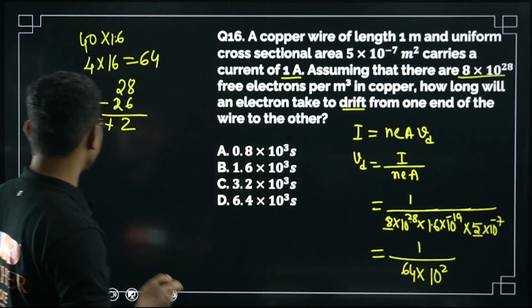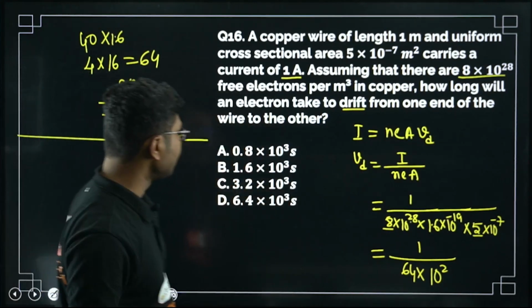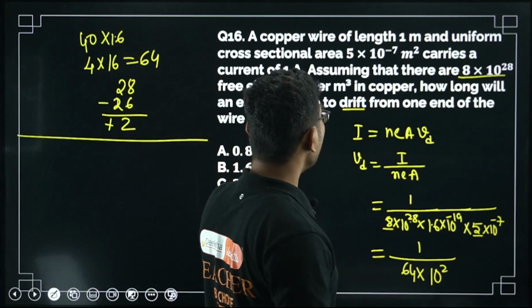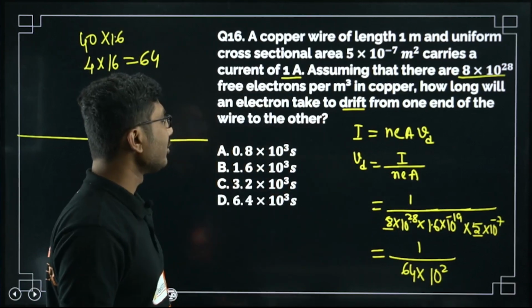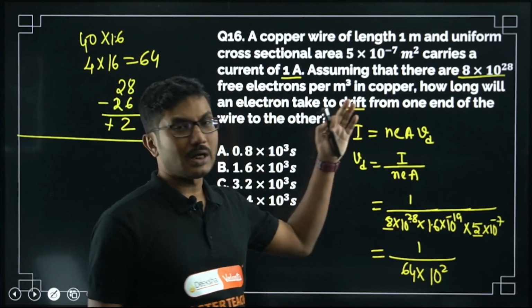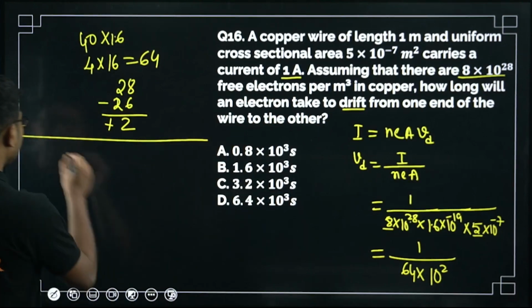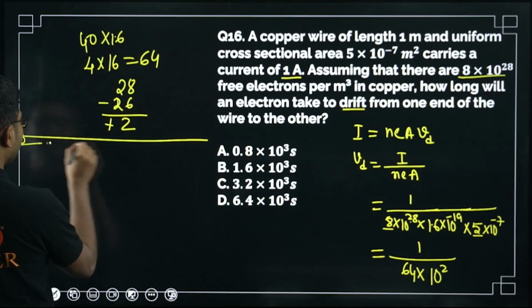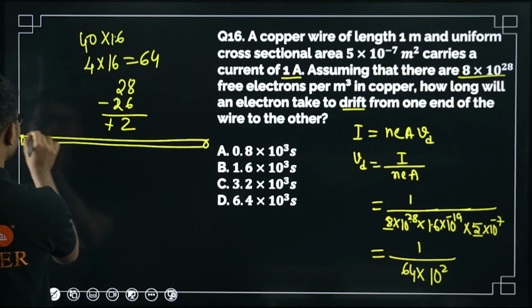Now they have asked you not to find the drift velocity, but how long it will take the electron to drift from one end of the wire to the other end. So there is a wire, suppose this is the wire, and the electron starts to drift.